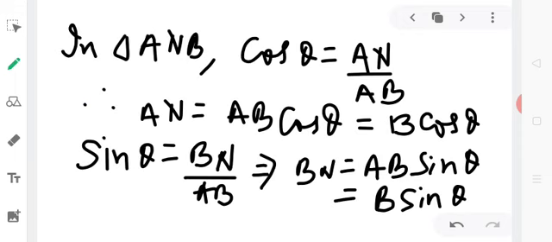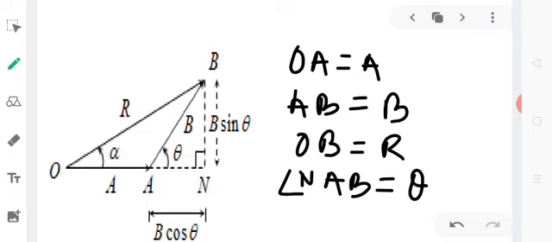So after we obtain the values for both the arms of the triangle using Pythagoras theorem, for this right angle triangle OBN, we can write down the formula using Pythagoras theorem as OB square equal to ON square plus BN square.